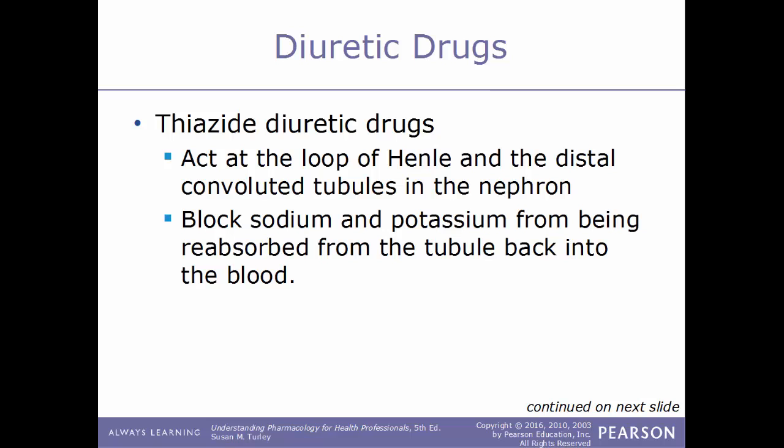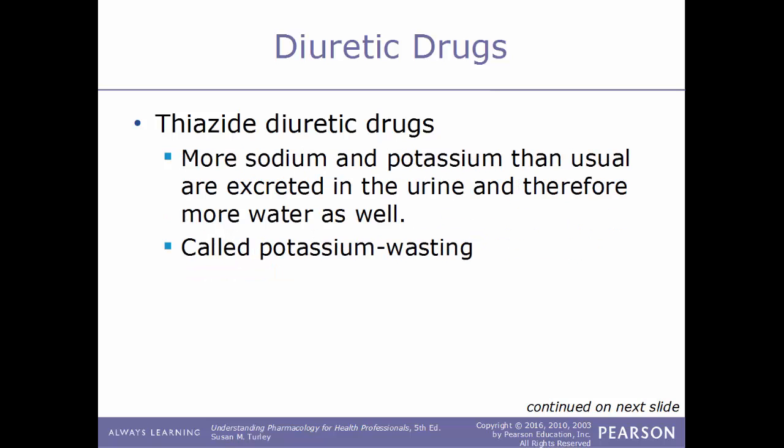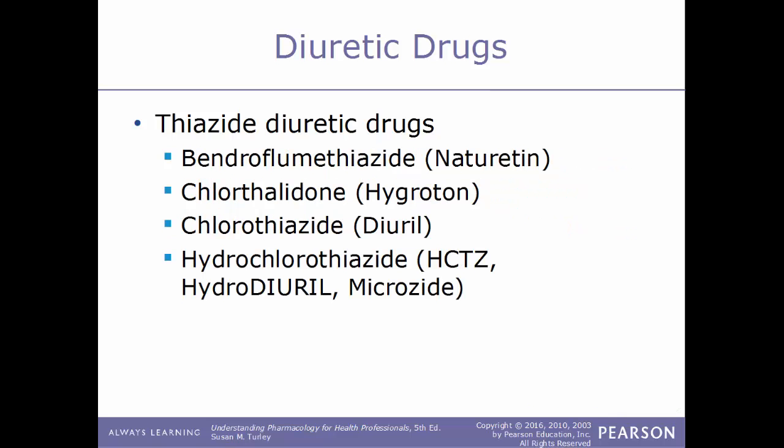These will act on the loop of Henle and also on the distal convoluted tubules in the nephron. And the way these work is they block sodium and potassium from being reabsorbed from the renal tubules back into the blood. Now, when this happens, you have a lot more sodium and a lot more potassium than normal being excreted into the urine. Along with that, also a lot of water. So these are often called potassium wasting drugs because so much sodium is excreted out, so much potassium is excreted out. Some common examples of thiazides.